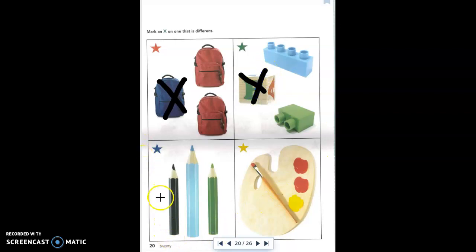Over here, I have 3 pencils. I have 2 short pencils and 1 tall pencil. It's also a little bit fatter, so I'm going to get rid of this tall pencil. It does not fit with the other two. And by the yellow star, I have a paint palette, which has 2 red splotches of paint and a yellow splotch. Let's get rid of the yellow because the yellow is the one that is different.